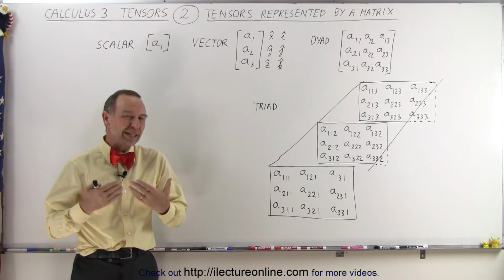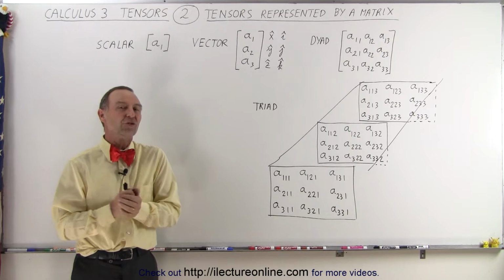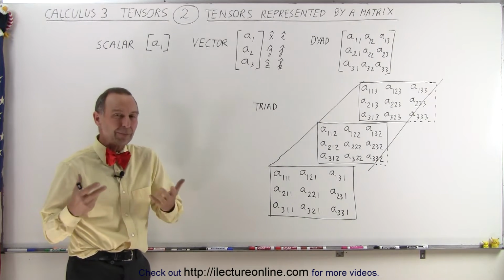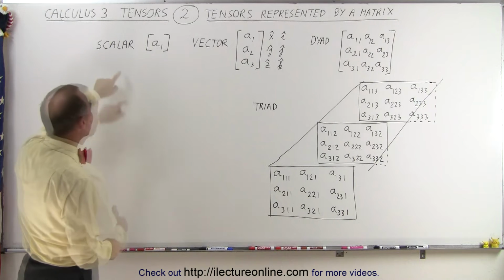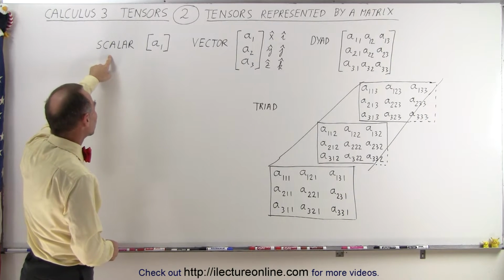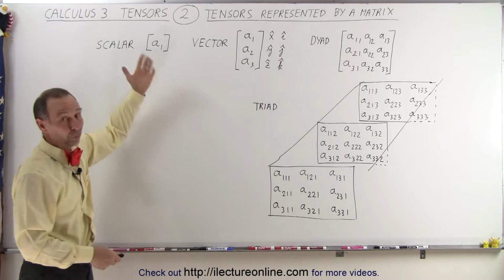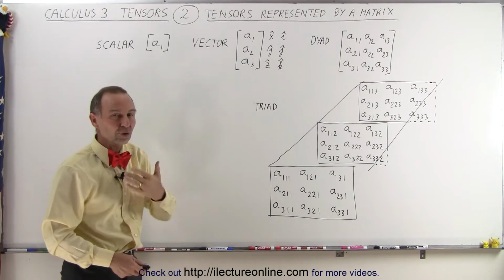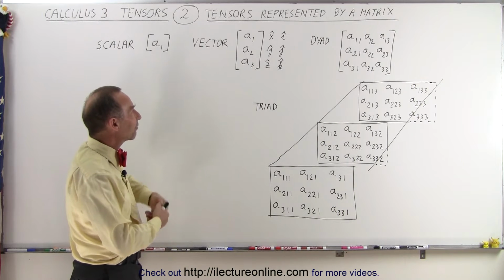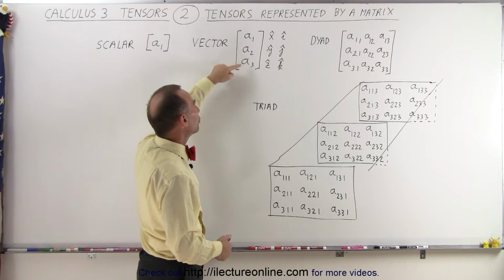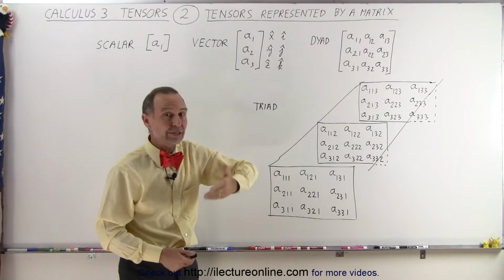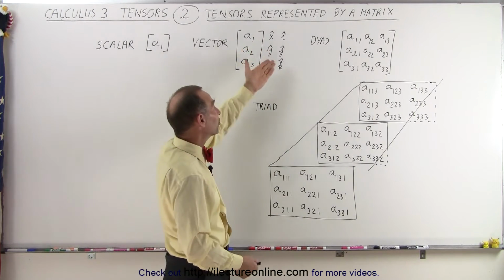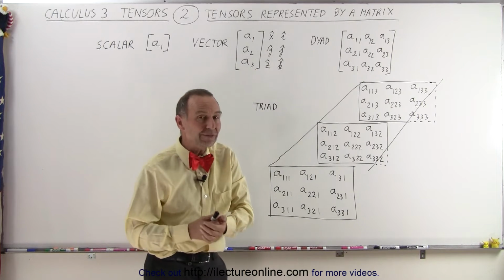Again, to get a better feel, a better understanding of what tensors are, let's have them represented as matrices, and of course that makes it a little bit easier. Here we have a tensor of rank 0, which is called a scalar, and of course we only have one component. Here we have a tensor of rank 1, which is also called a vector, and therefore we have three components, a1, a2, a3, which represent the three directions, x, y, and z, or expressed in mathematics, i, j, and k. And then we have the dyad.